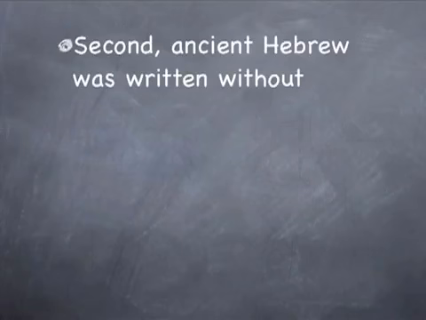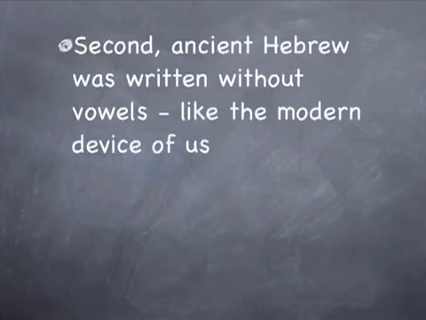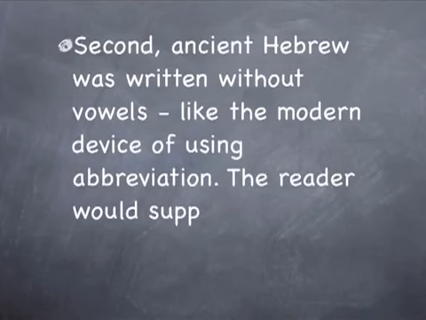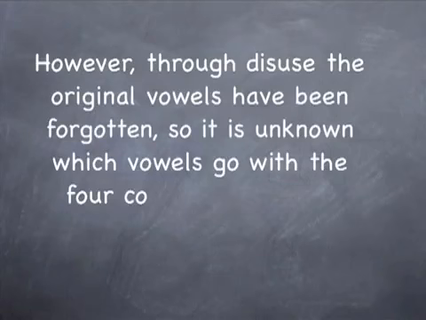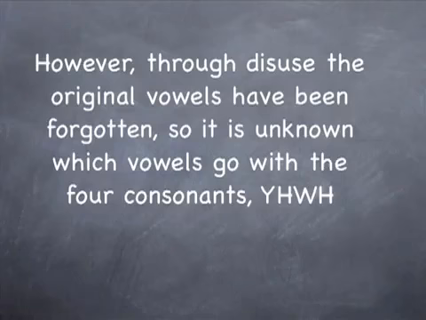Also, ancient Hebrew was written without vowels, like the modern device of using abbreviations, and the reader would supply the proper vowel and pronunciation. Now, there's a problem with that when it comes to the Tetragrammaton. And what is that? Let's erase this. Through disuse, the original vowels have been forgotten, so it is unknown which vowels go with the four consonants YHWH.